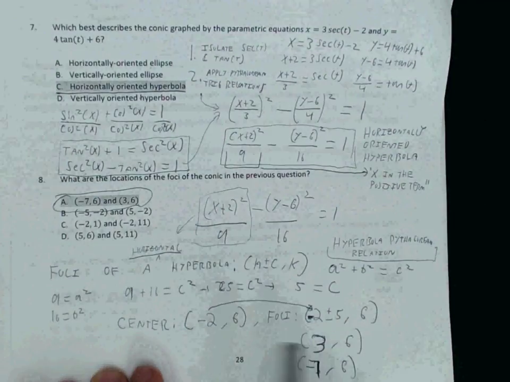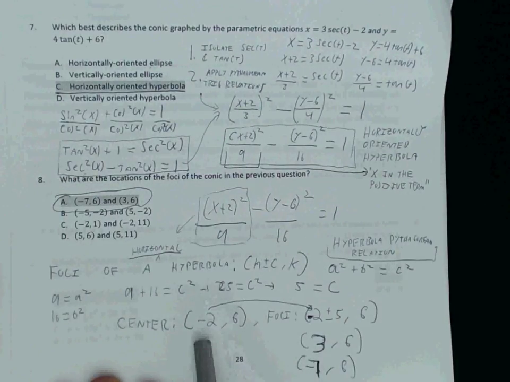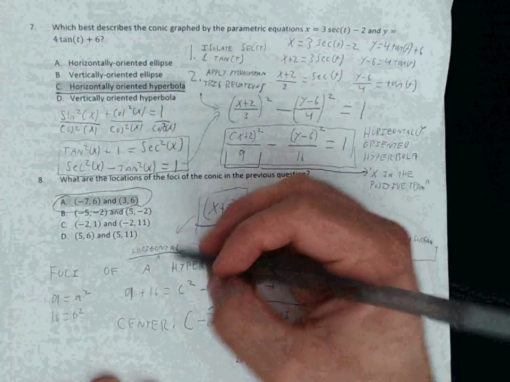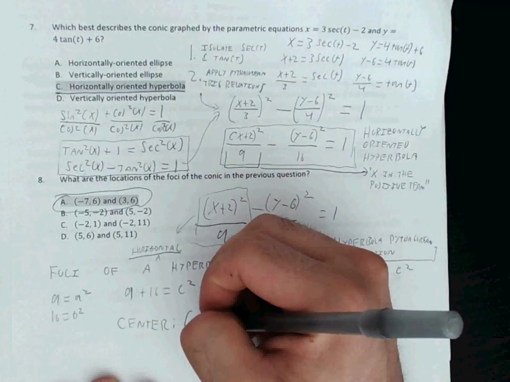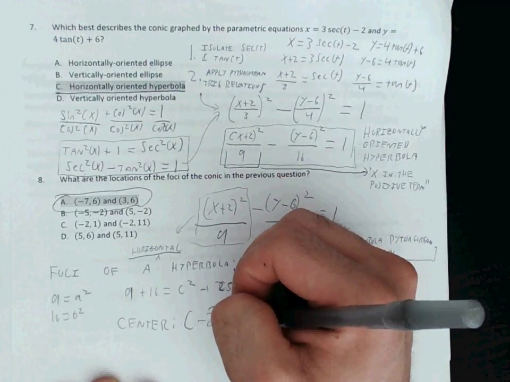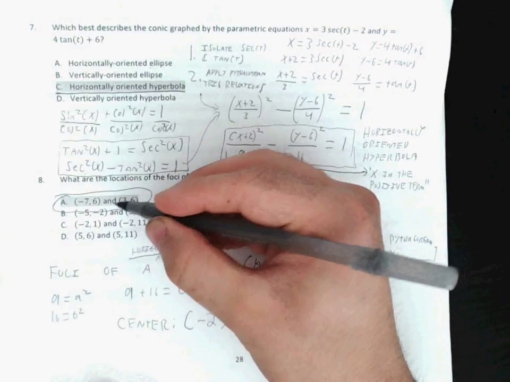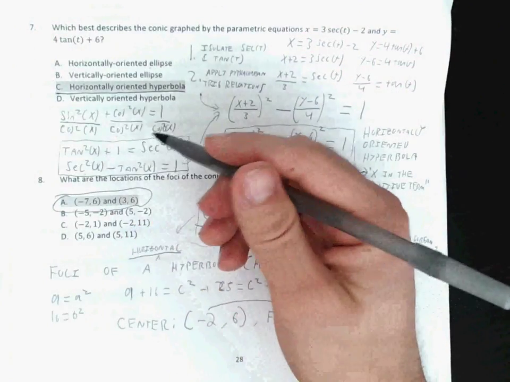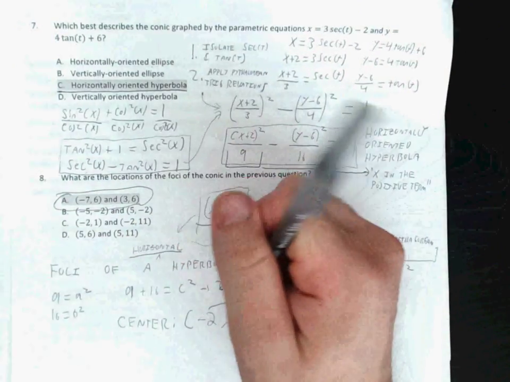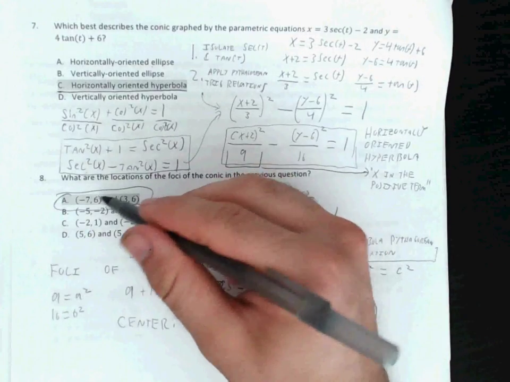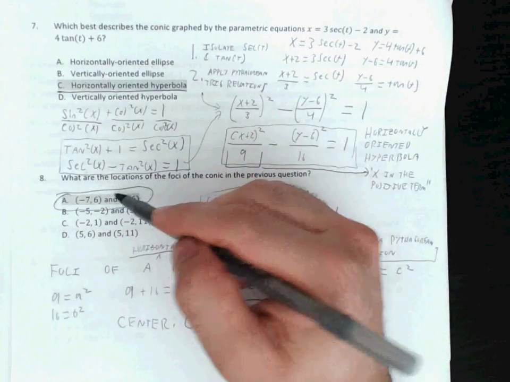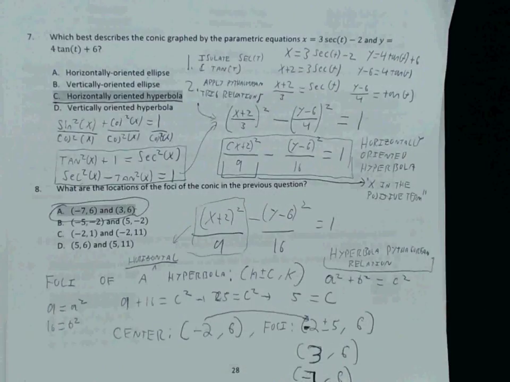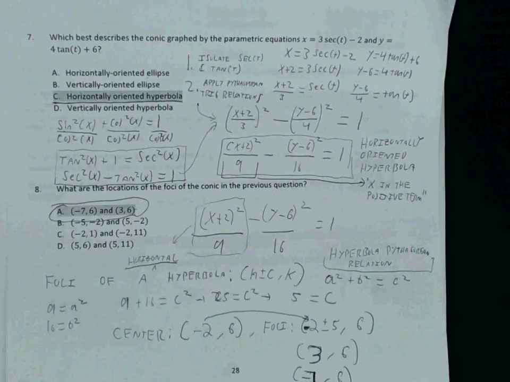Also, the second that you notice that the coordinates of the center were negative 2, 6, and that because it's a horizontal hyperbola we're just manipulating the x-coordinate, and that the only y-coordinate that matched up with the center was 6, which was answer choice A, you can know that the answer was answer choice A. Okay, excellent.